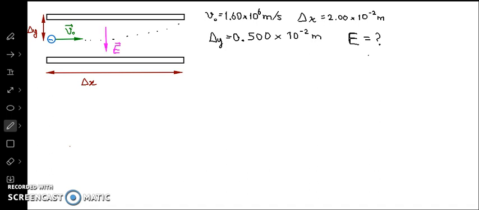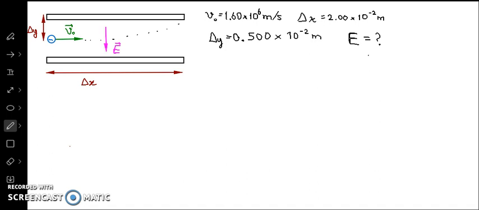And we are told that as it exits the region in between the parallel plates, it just misses the end of the upper plate. So by the time the electron travels delta x, the length of the plates, in horizontal, it also travels, in vertical, half of the distance between the two plates, which I call delta y, as you can see in the picture.